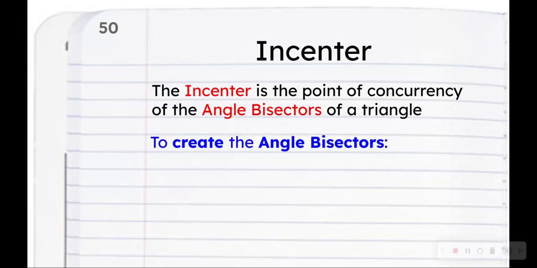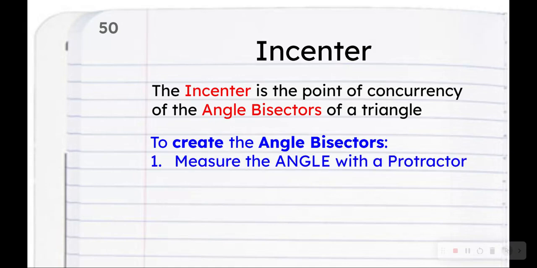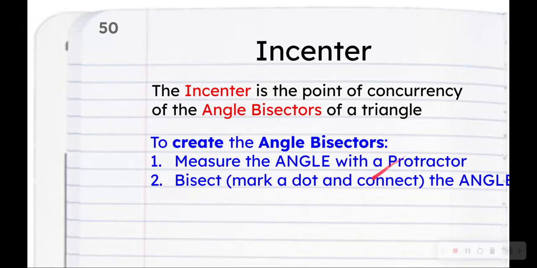The incenter is the point of concurrency of the angle bisectors of a triangle. Now remember, to create angle bisectors, we first measured the angle with a protractor, and then we bisected it. To bisect means to cut into two equal parts. So how are we going to do that with a protractor? We're going to bisect whatever the measure of the angle is. Let's say it's 50 degrees. Bisecting it would be 25, and then put a little dot at 25, and then draw from the angle to that little dot.